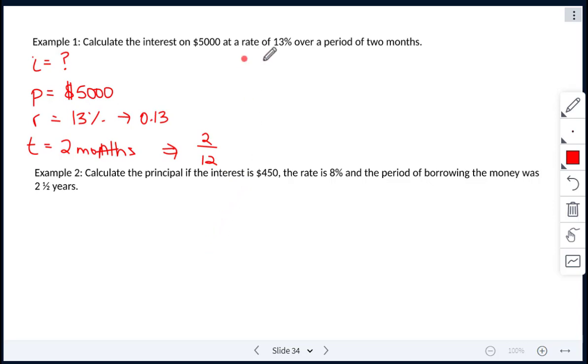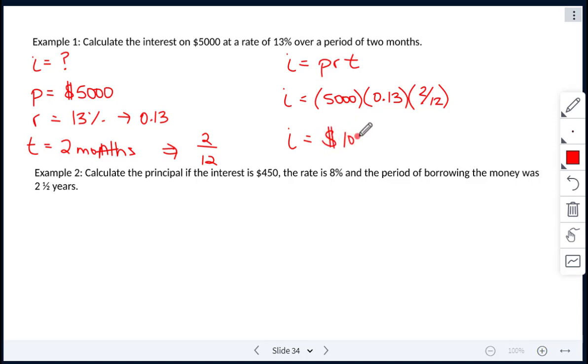Now our formula is I equals PRT. Let's substitute everything into our formula. I is what we're solving for. Our principal amount was 5,000. The rate of interest is 0.13, and the period is 2 over 12. So all we have to do now is multiply: 5,000 times 0.13 times 2 over 12. You can just put that into your calculator, and the interest would be $108.33.